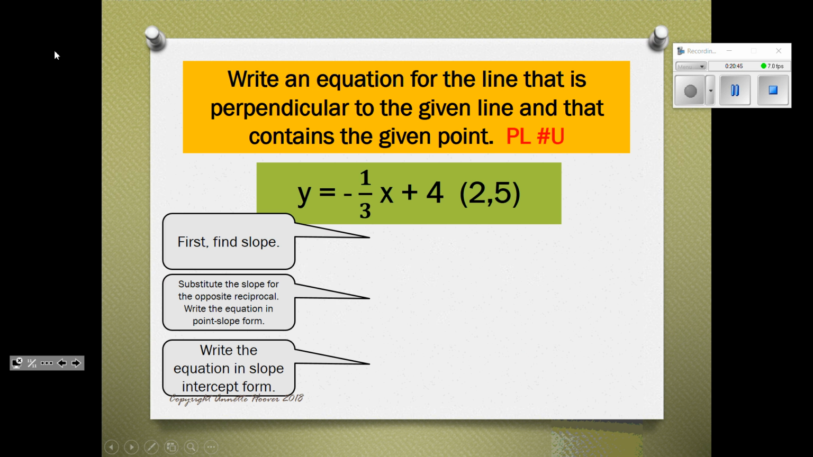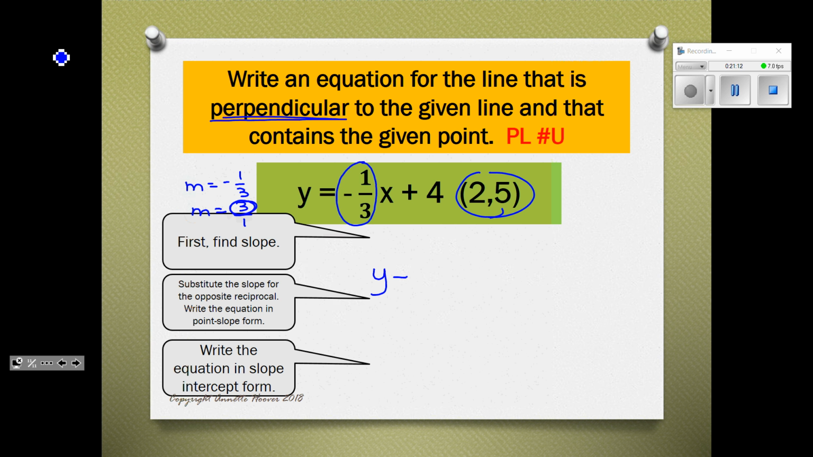This time it's perpendicular. This one's also on the assignment that you're working on. We're looking for a perpendicular line, so we want to use the opposite reciprocal. It's already in slope-intercept form. We have a negative 1/3 for the slope here. But we want to take the opposite reciprocal, so it'd be a positive 3/1, or we can just use 3. So here's our slope. Here's our point. We plug it into point slope form.